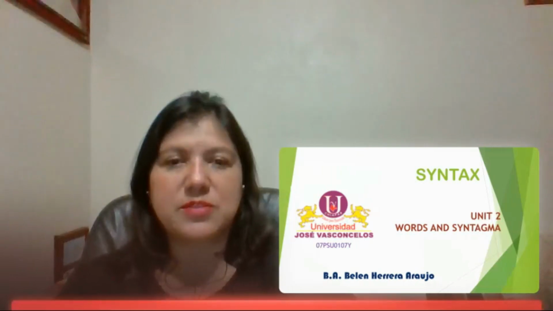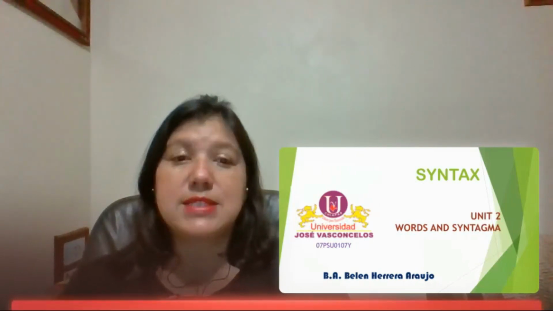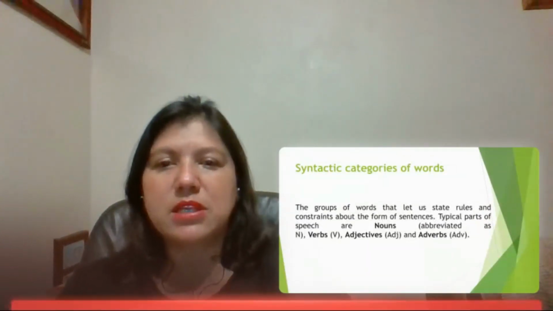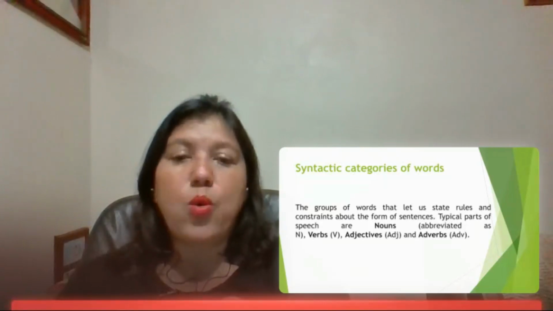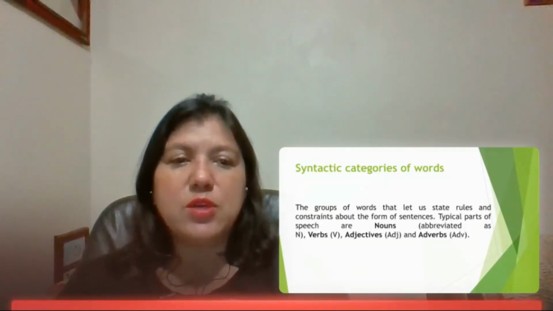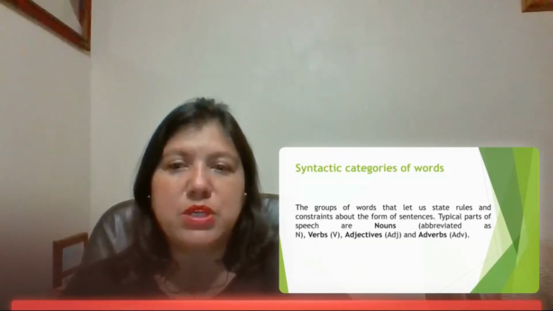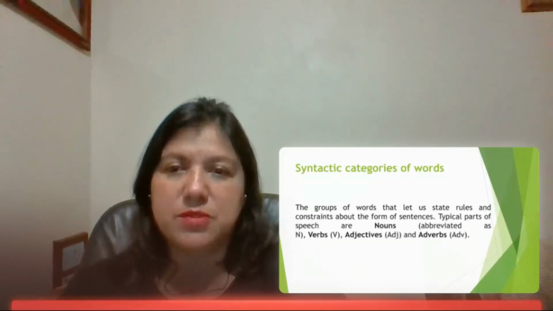So, let's start. In Unit 2, we're going to check words and syntagma. The first part, we have to check syntactic categories of words. Syntactic categories, or parts of speech, are the groups of words that let us state rules and constraints about the form of sentences. Typical parts of speech are nouns, verbs, adjectives, and adverbs.